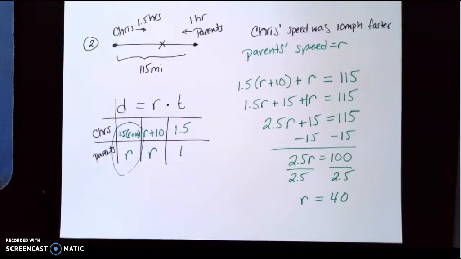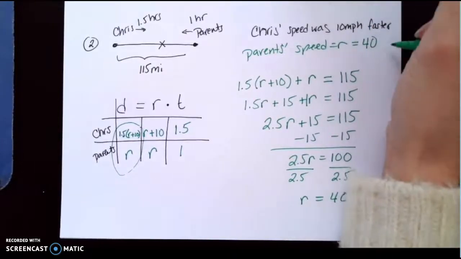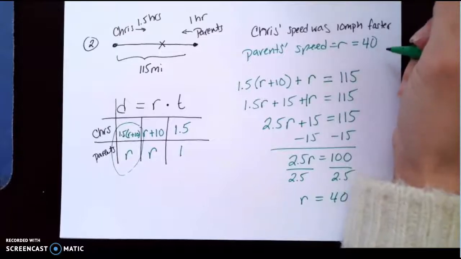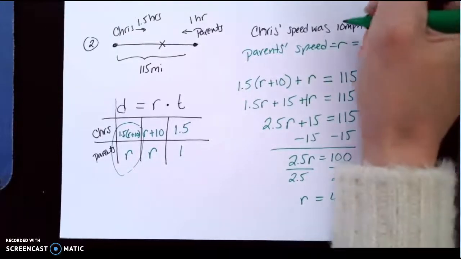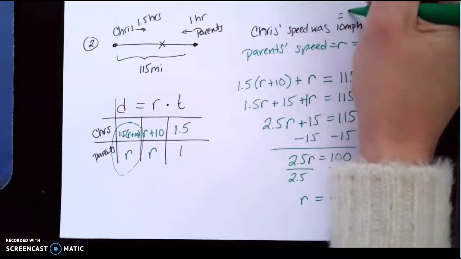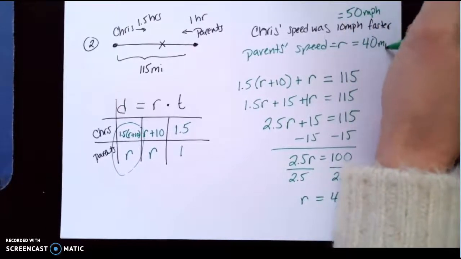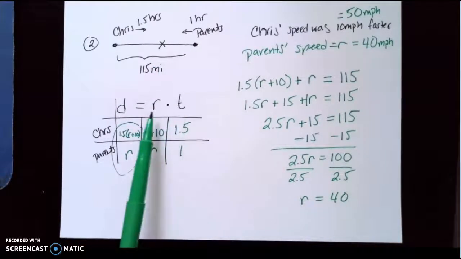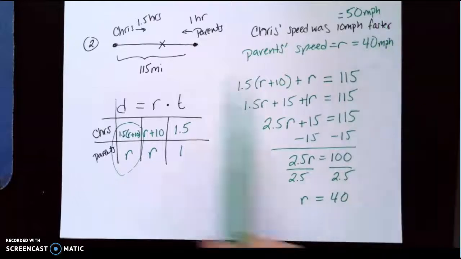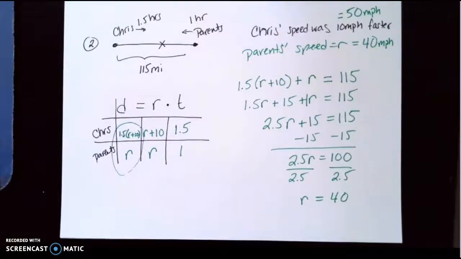Remember that we defined r as the parents' speed, so the parents' speed was 40. We're using the same units, miles per hour. Chris's speed was 10 miles per hour faster, so Chris's speed was 50 miles per hour. I'll fill in the units here as well. Again, notice that the units for the rate is in miles per hour, the time was measured in hours, the distance was measured in miles. So it's important that those units match.